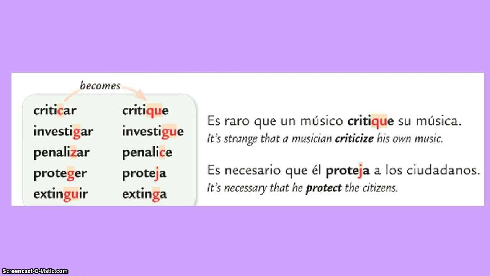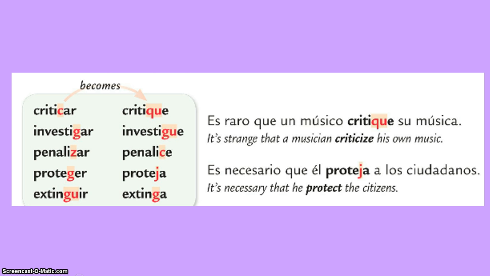Aquí tengo unos ejemplos de algunos verbos irregulares en el subjuntivo. Criticar, the C changes to QU. Investigar, the G changes to GU. Penalizar, the Z changes to a C. Those first three were examples of our cargar verbs. Now we have proteger, changes to proteja, the G changes to a J. Or extinguir, extinga, we get rid of that U.